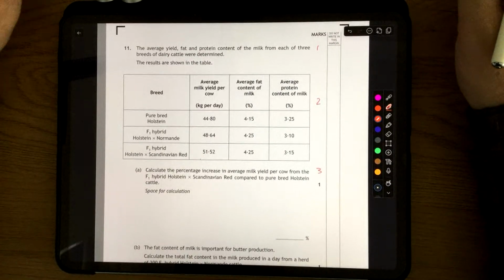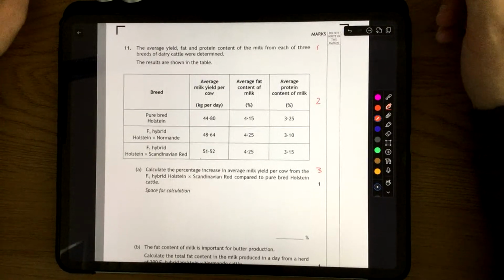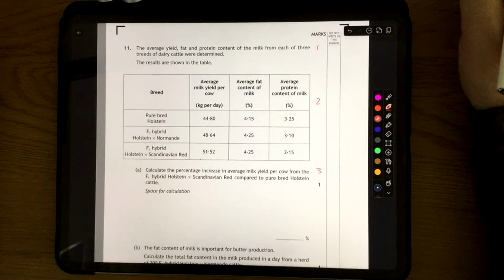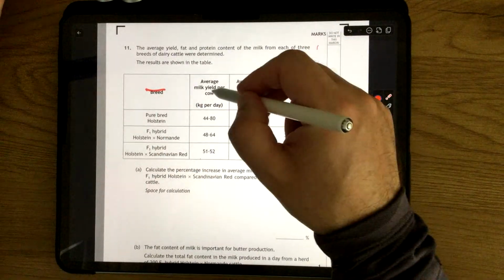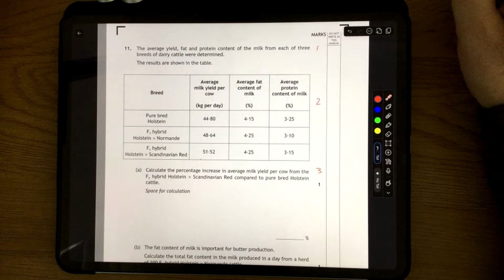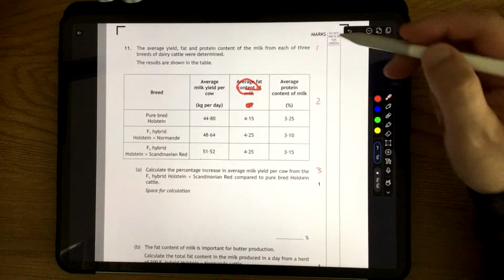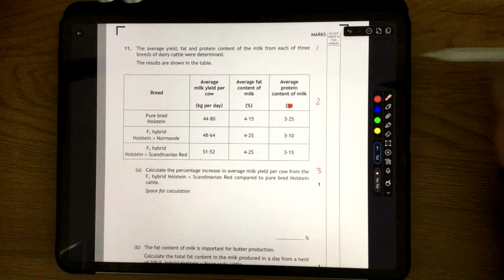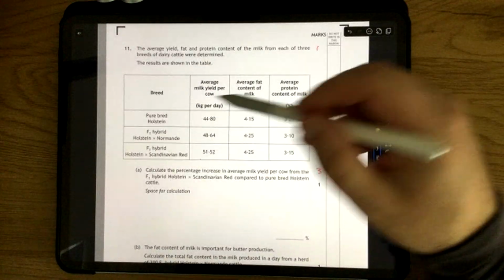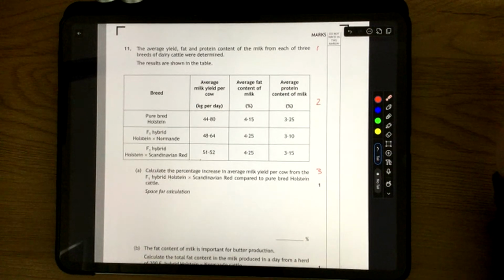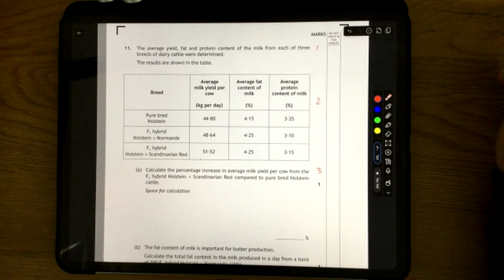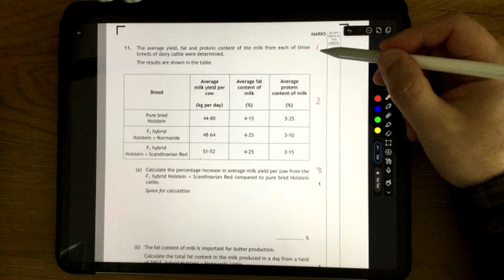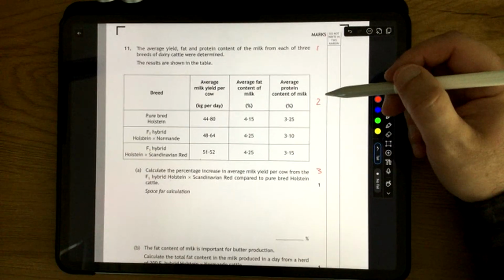The average yield, fat and protein content of the milk from each of the three breeds of dairy cattle were determined. The results are shown in the table, right? So we've got breed, we've got average milk yield per cow in kilograms, we've got average fat content of the milk in percentage, and average protein content of milk also in percentage, right? And it gives you the different values from three different breeds. Purebred Holstein, we've got F1 hybrid Holstein times Normandy, F1 hybrid Holstein times Scandinavian Red.